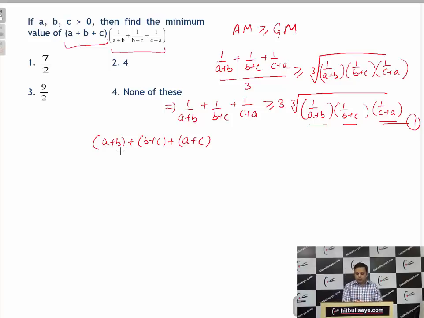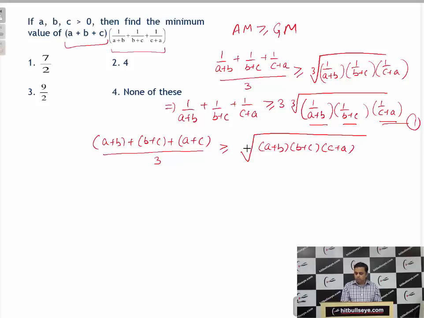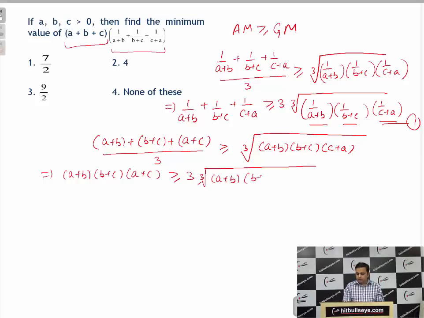and their arithmetic mean, divided by 3, is greater than or equal to their geometric mean, which is the cube root of a plus b into b plus c into c plus a. Or this expression will be a plus b into b plus c into a plus c greater than or equal to 3 into cube root of a plus b into b plus c into c plus a. Now this is my second inequality.